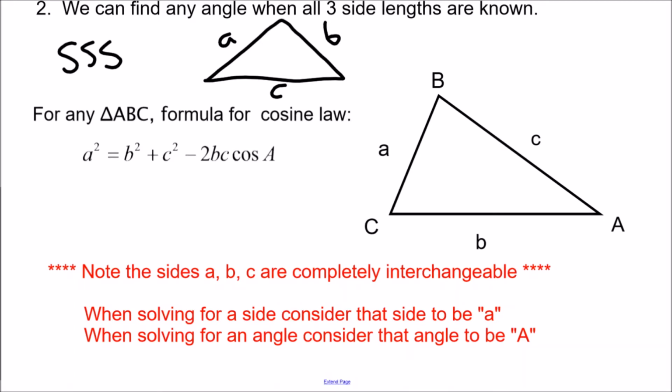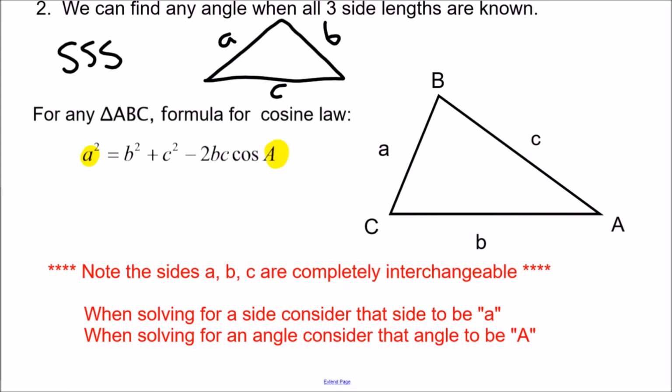It starts out kind of like Pythagoras. A squared equals b squared plus c squared minus 2 times b times c times cosine of A. So noticing a few things. The angle is related to the side length we're trying to find. And then the b's and c's show up in the middle.